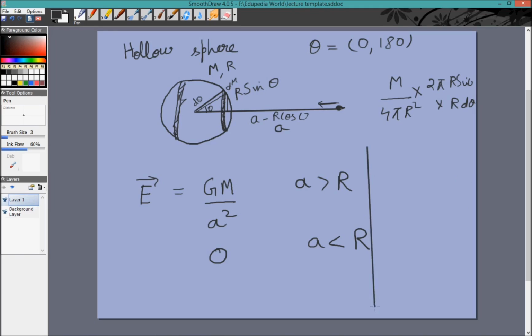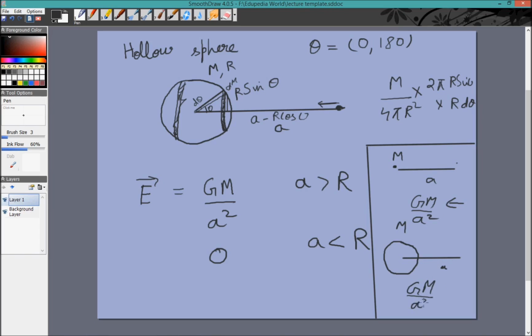Now, this GM by a square is a very interesting result. In fact, this is the result which enabled Newton to calculate everything he did. Because if we have a single particle of mass m and we want to find the gravitational force a distance a away from it, it will be GM by a square towards the left. However, we found that if we have a hollow sphere of mass m and we want to find the gravitational field at a point a away from its center, because it's an extended object, that is also GM by a square towards the left.